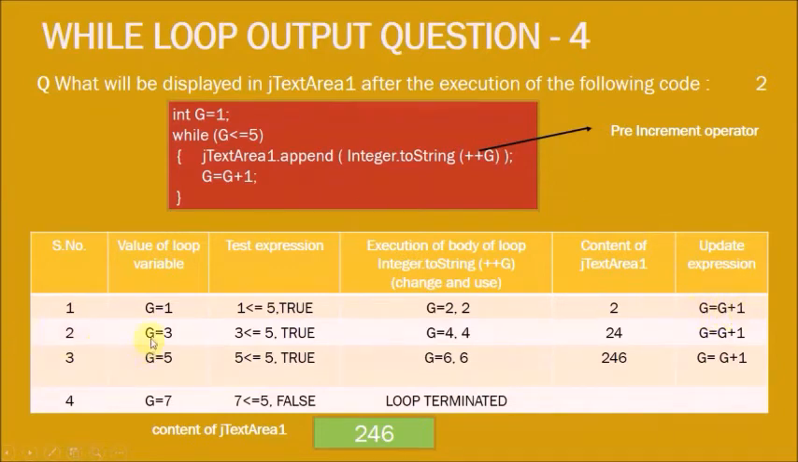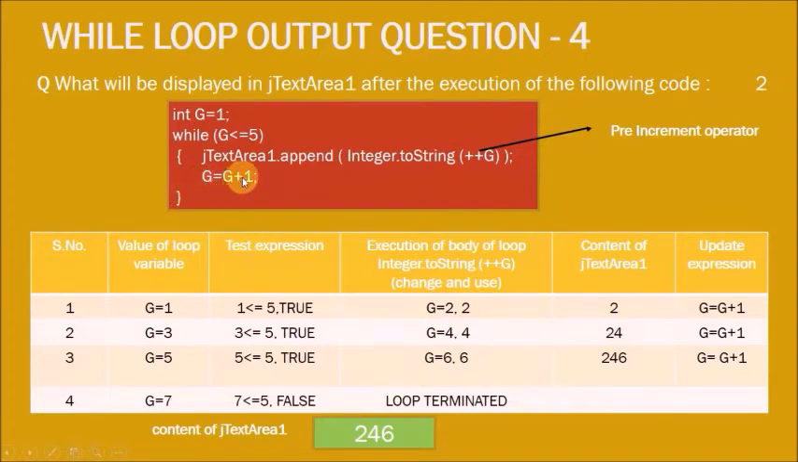So for the next iteration, the value of g is 3. We will again jump to the test expression, 3 less than equal to 5. Now again this is true because 3 is less than 5. So we will execute the body of the loop. Now this statement is executed first. As this is the pre-increment operator, the value of g is incremented by 1, and as the value of g was 3, it will now become 4. And 4 will be appended to JTextArea1. So earlier the content of JTextArea1 was 2, and now it will become 2, 4.